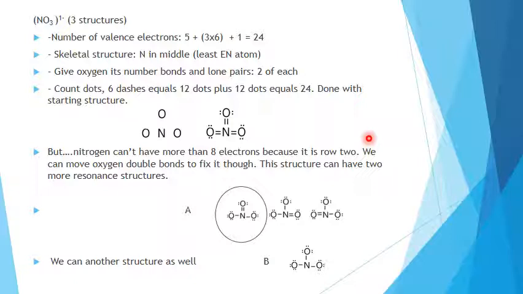I think I made a little mistake here, and I had to come back and do this. So let's go to nitrate. I said I asked for 3 structures, but really there's only going to be 2 structures. So number of valence electrons is going to be 5, plus 6, plus 6, plus 6, and there's 1 extra electron, so there's 24. We put nitrogen in the middle, and give oxygen its number of lone pairs and bonds each, and it seems to work out: 2, 4, 6, 8, 10, 12, 14, 16, 18, 24. Okay, good.